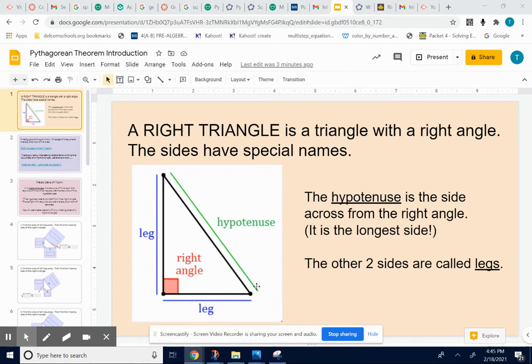The sides of a right triangle have special names. The side across from the right angle is called the hypotenuse. The other two sides are called legs. The side across the street from the right angle is the hypotenuse. It's also the longest side of your triangle.